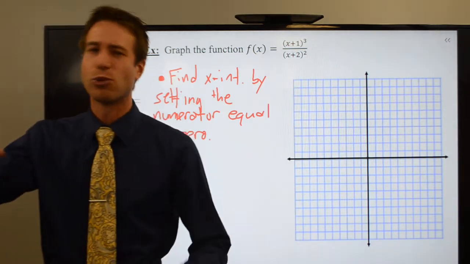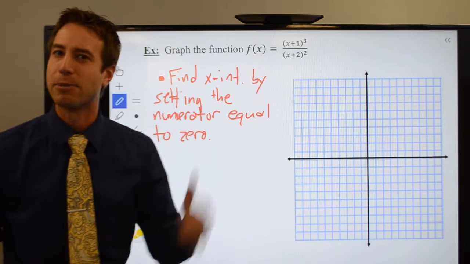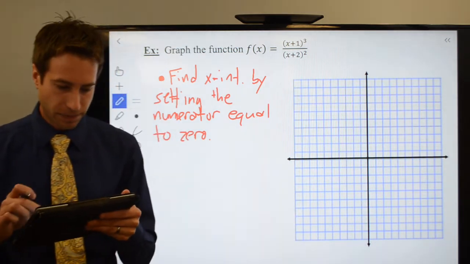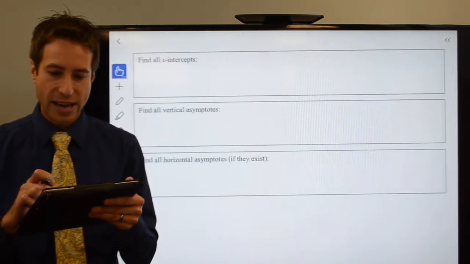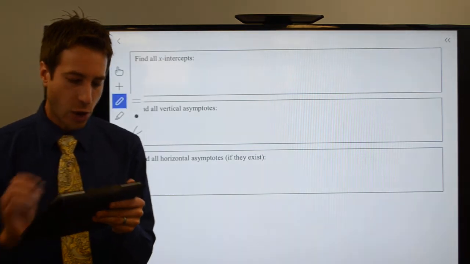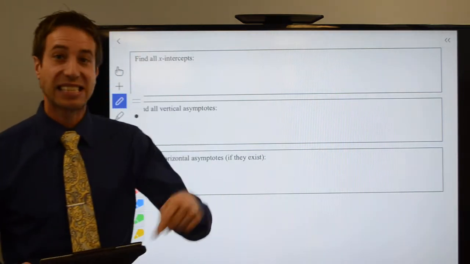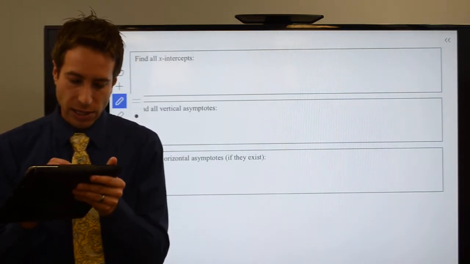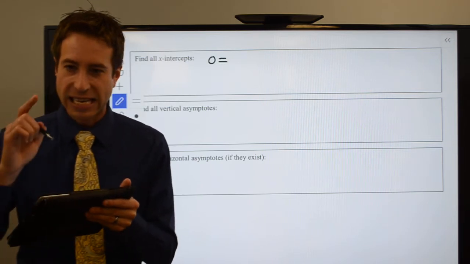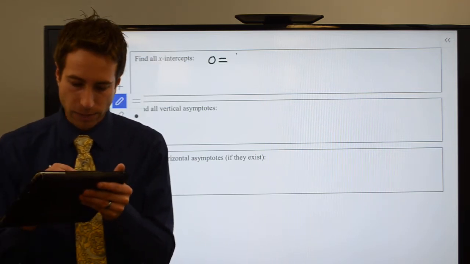So that's section 3. Those are much, much simpler problems. Let's keep going with these slightly trickier ones. So now, equipped with that new idea, let's go ahead and find my x-intercept by setting the numerator equal to 0. Well, my numerator is x plus 1 cubed.